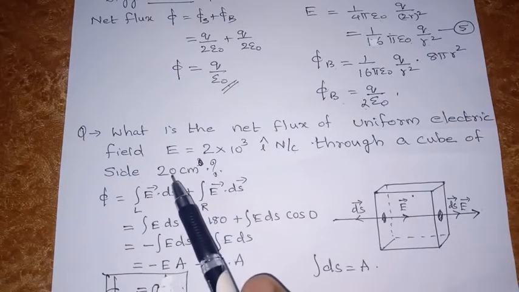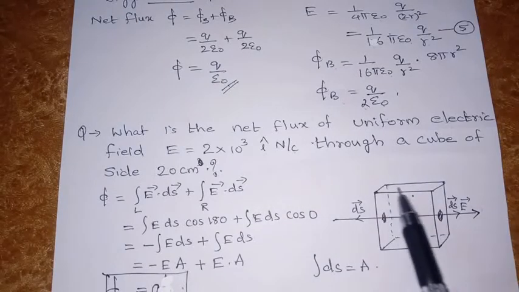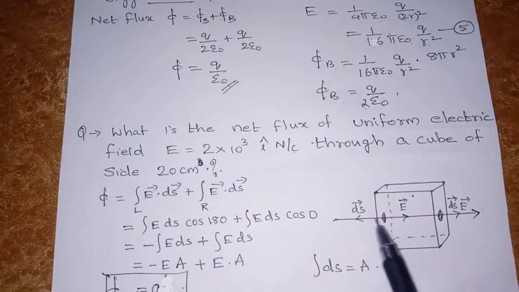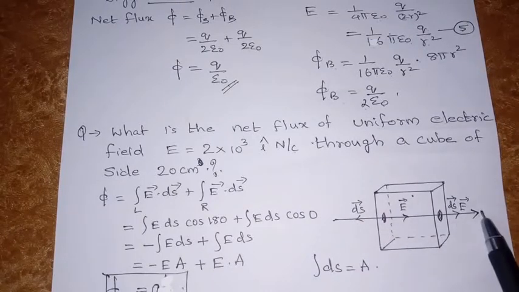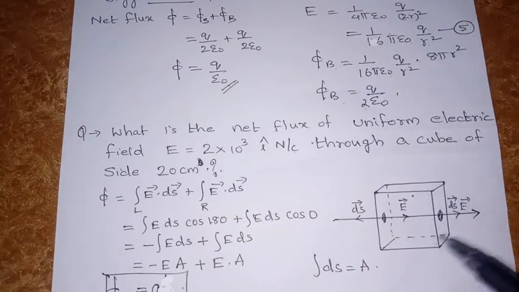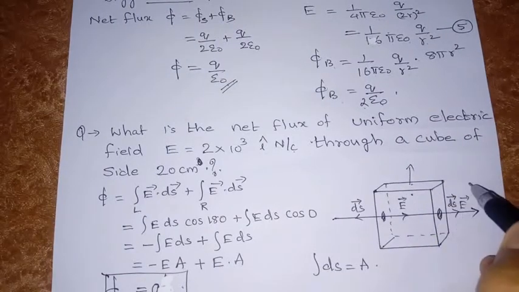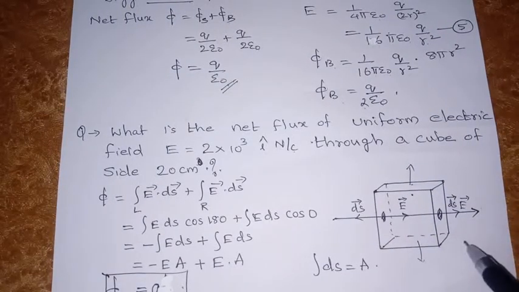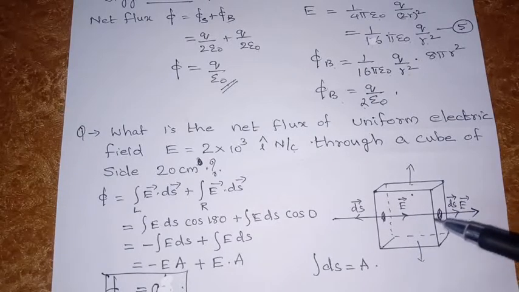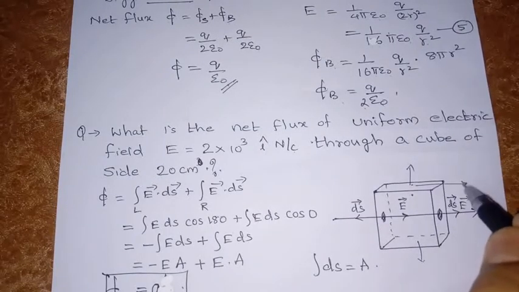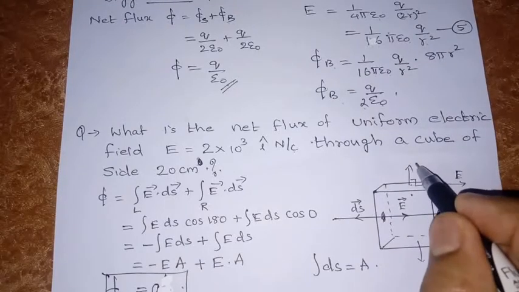And there is a cube of side 20 centimeter. So this is that cube. Since the electric field is in the positive x direction, you can see how many surfaces are there. There are 6 surfaces. The electric field and area vector will be perpendicular on the top surface, the bottom surface, the front surface, and the back surface. So on these 4 surfaces, the electric field and area vector are perpendicular to each other like this.